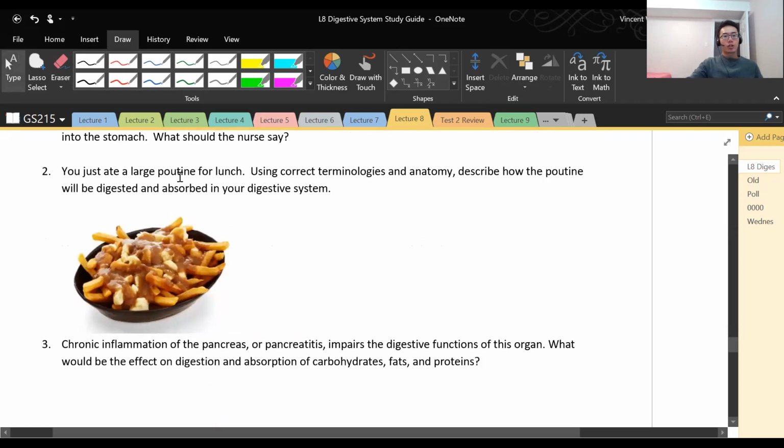You just ate a large poutine for lunch. Use correct terminologies in anatomy. Describe how the poutine will be digested and absorbed in the digestive system. This is quite straightforward. I don't think we need to go through it.